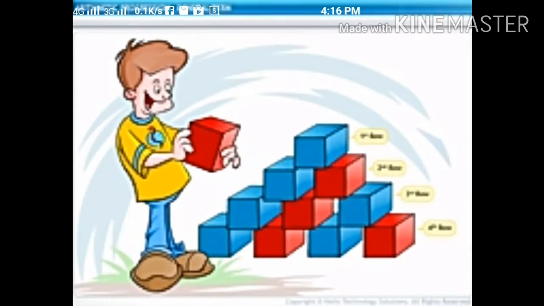Now look at the child. He is trying to make a pyramid by using blocks. He kept 4 blocks at the bottom, then 3, then 2, then 1 at the top.